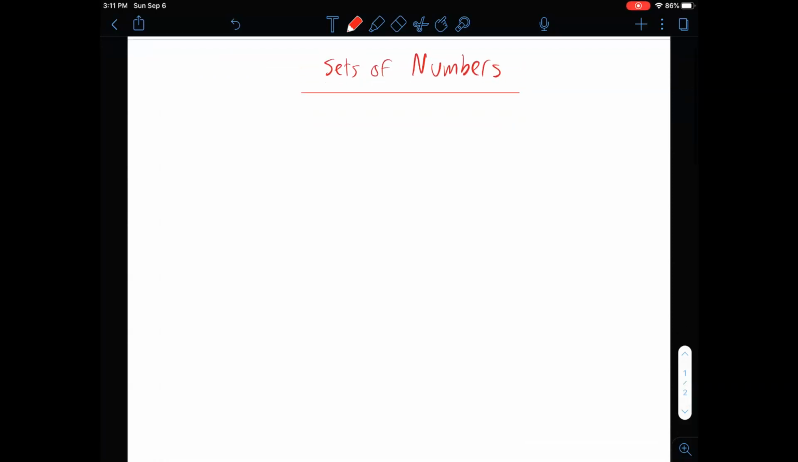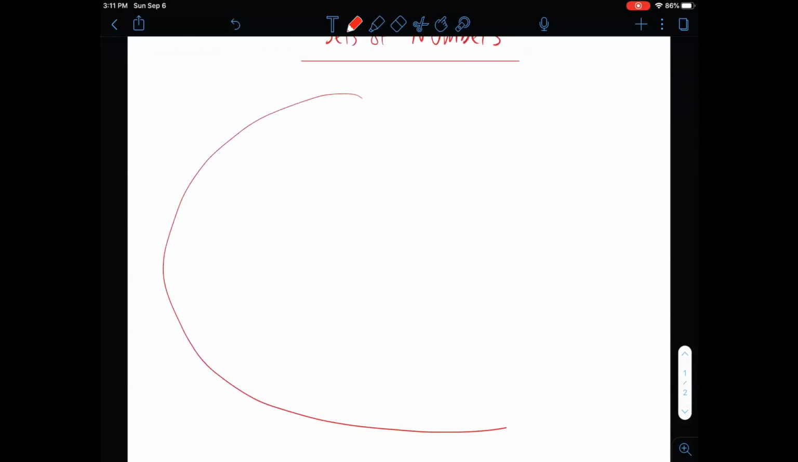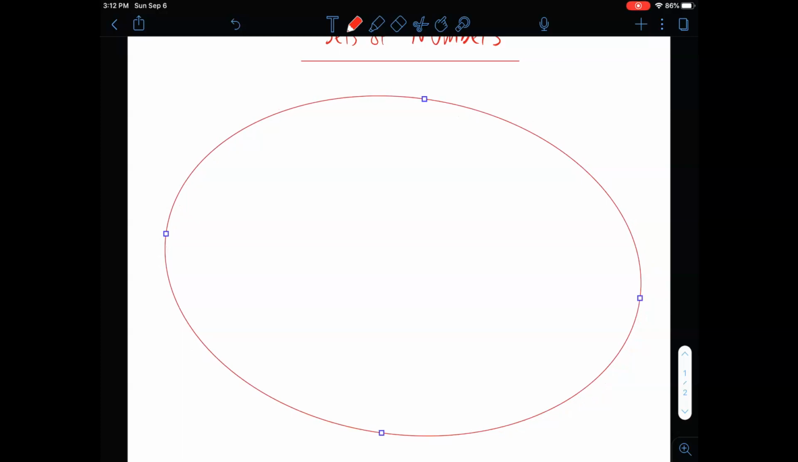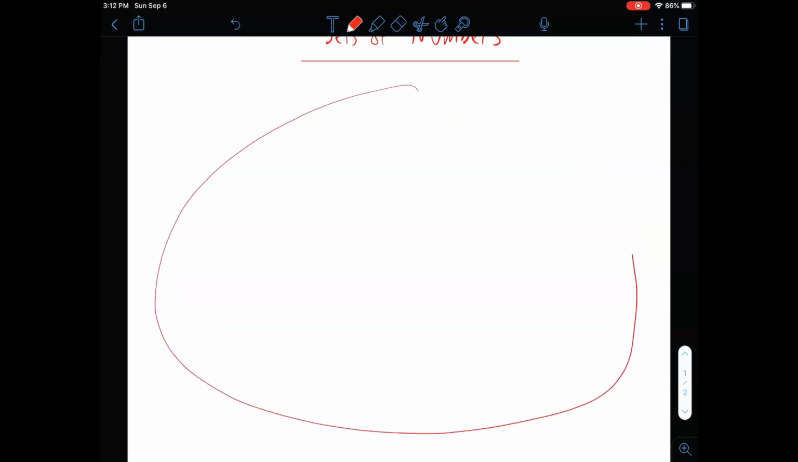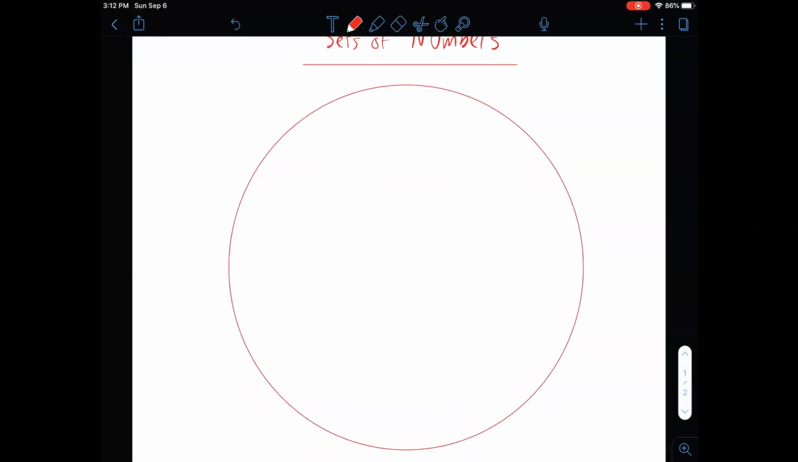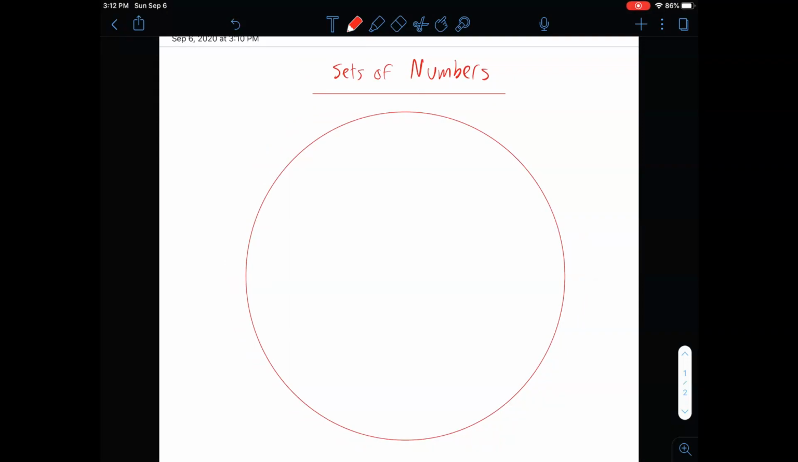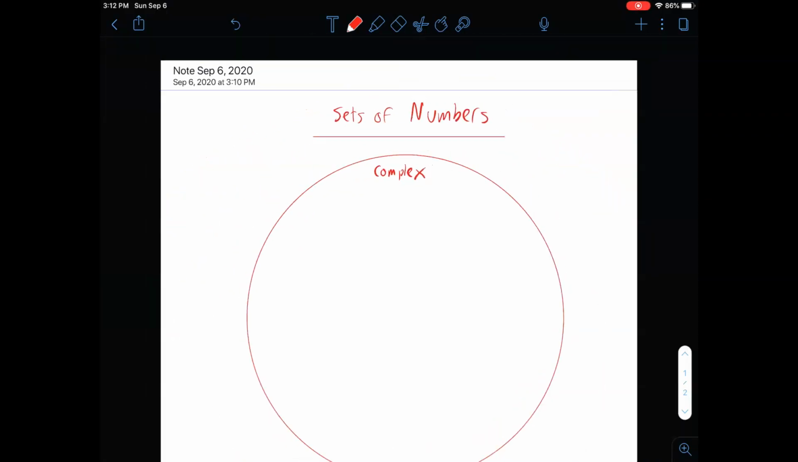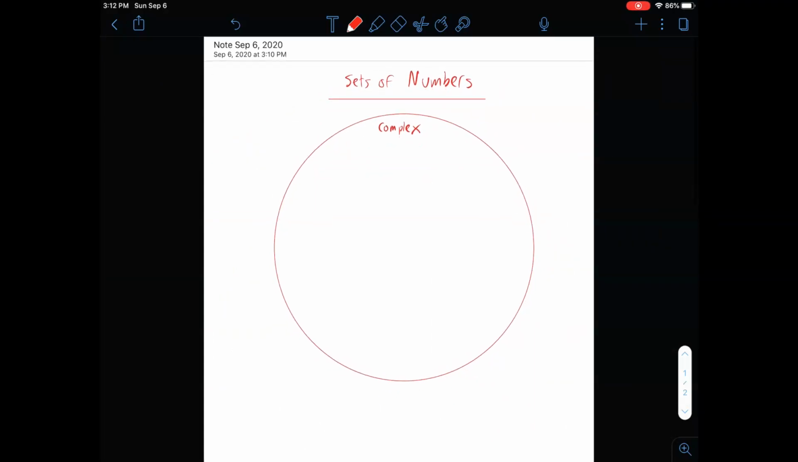So here we're going to draw a graphic organizer. Like I said, we're going to draw a big oval like this. Okay, let's fix that. It's a little crooked. Circle works. Okay. So sets of numbers. The biggest category of numbers are going to be called complex. Complex numbers are going to be combinations of real numbers and imaginary numbers, which we're not going to talk about yet. We'll get to this later in the year.